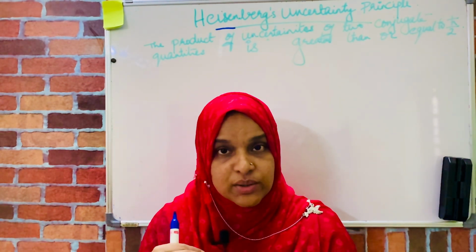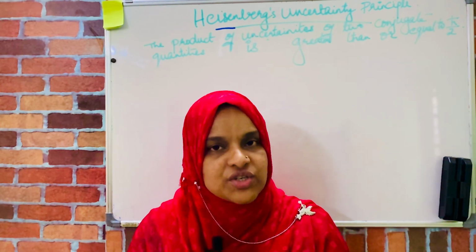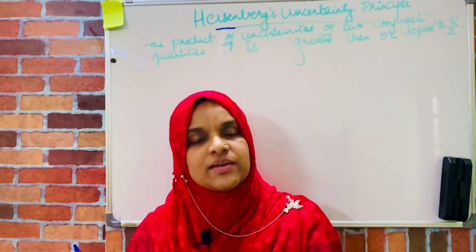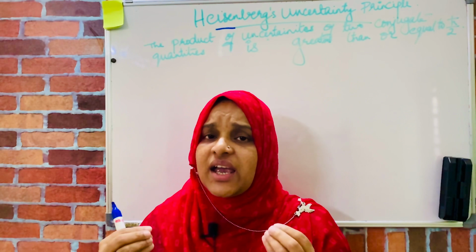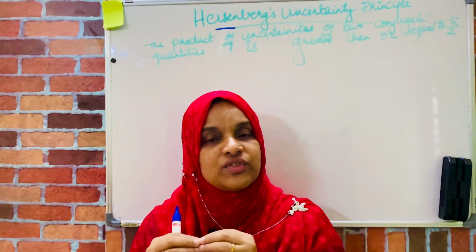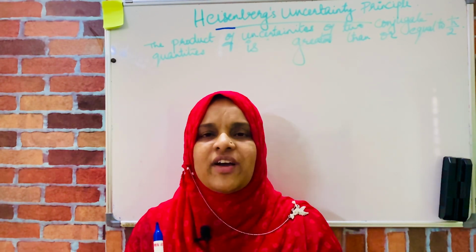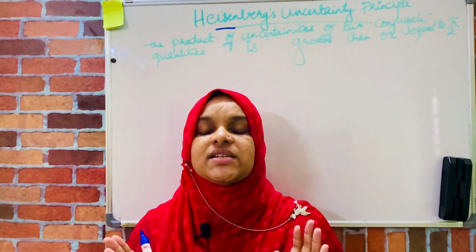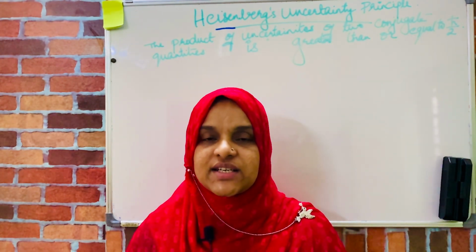If you are trying to improve the accuracy of position, inaccuracy in momentum will increase. And if you are trying to increase the accuracy in momentum, inaccuracy in position will increase. Anyway, if we take the product of these two inaccuracies in measuring position and momentum, the minimum value will be equal to h cut by 2. It can also be greater than h cut by 2. That is Heisenberg's uncertainty principle.